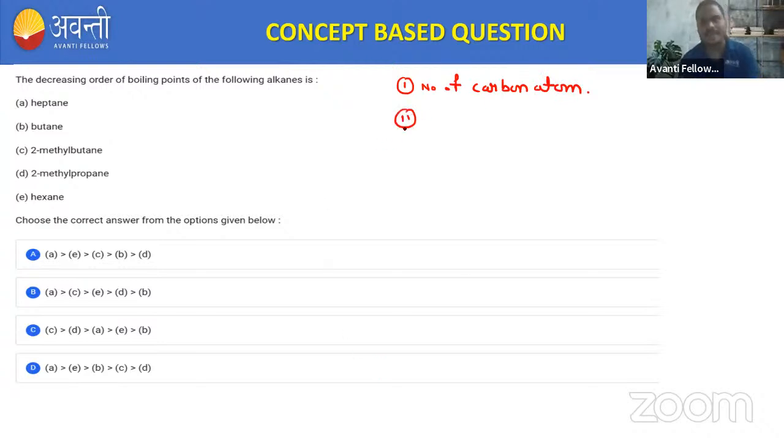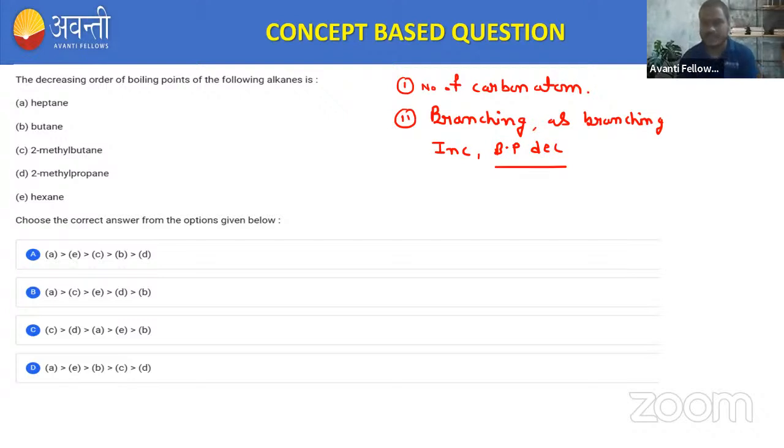After the number of carbon atoms, the second thing we have to know is branching. As the branching increases, what happens? The boiling point decreases. So these are the two factors on which the boiling point of alkanes depends: the number of carbon atoms and the branching. As branching increases, boiling point decreases.